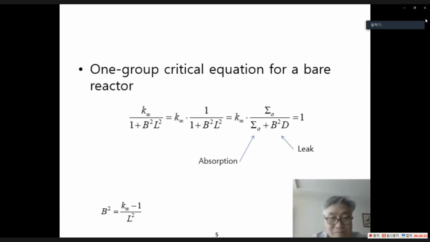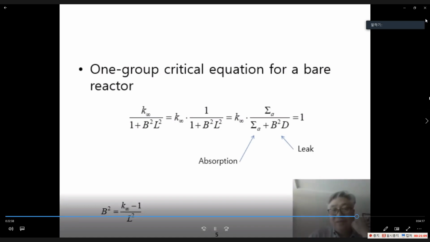Now, let's look at the bottom first. B equals K infinite minus 1 divided by L square. Definition of buckling, right? So we multiply L square to both sides, B L square, and the 1 in the right hand side moves to the left hand side, and 1 plus B square L square, and then divided by K infinite. Then we get the above equation. So K infinite divided by 1 plus B square L square.